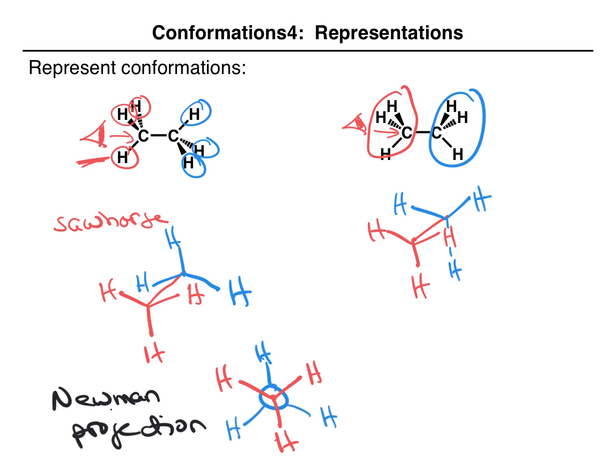For the other one, once again, we're looking down this bond, so we can have our back carbon and then our front carbon. Our front carbon has a hydrogen down, up and right, up and left. And then our back carbon has a hydrogen down. So these are right on top of each other, up left and up right. So Newman projections are very, very commonly used to represent conformations. So I want you to be familiar with them. I want you to be able to draw them, and I want you to be able to interpret them.